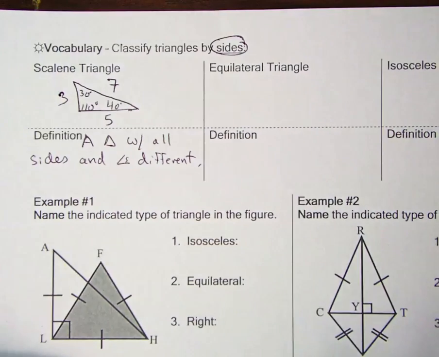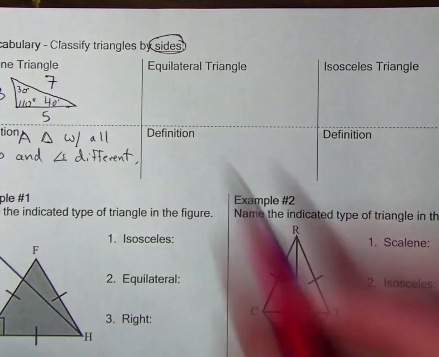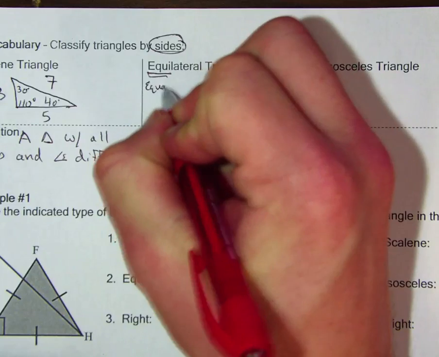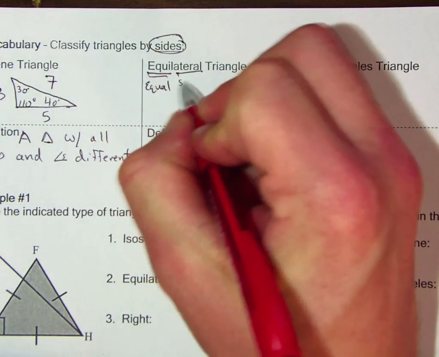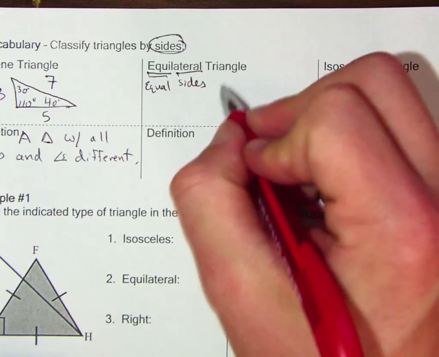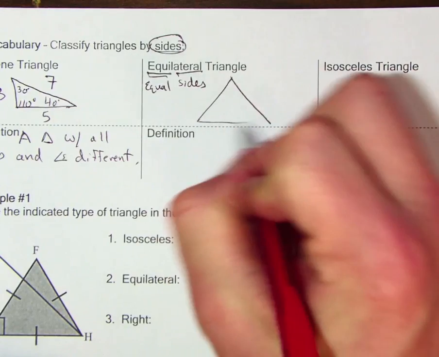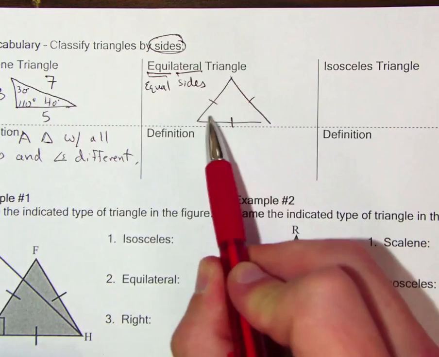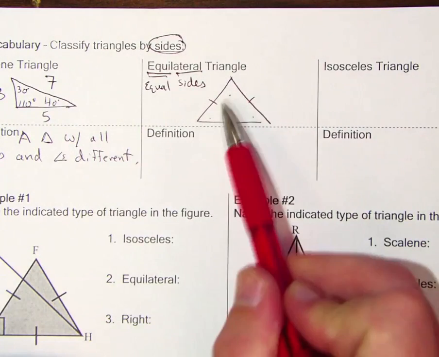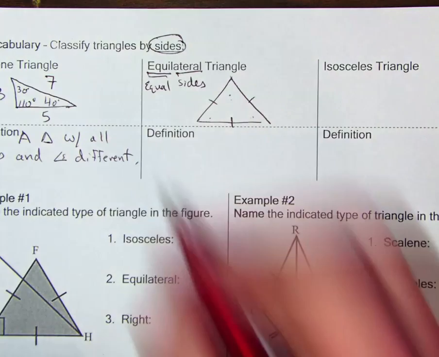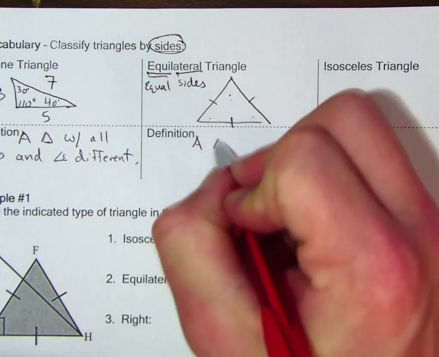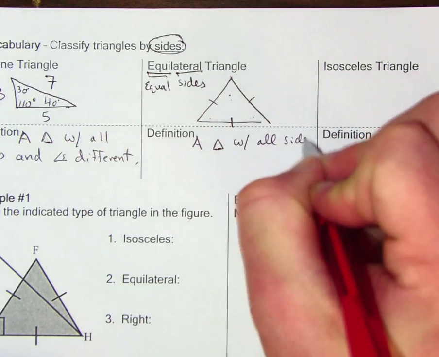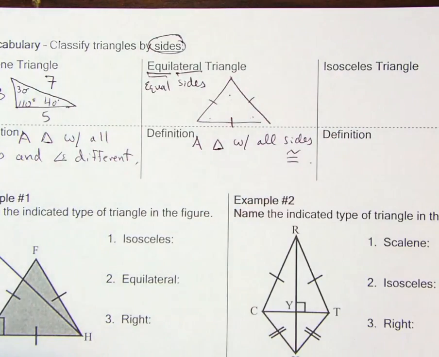That is scalene. Now, equilateral, we've already talked about equiangular. Equi means equal. And lateral, we know, means sides. So equilateral, all the sides will be the same. And if all the sides are the same, it turns out all the angles must also be the same, making 60, 60, 60. So the definition here is a triangle with all sides congruent.